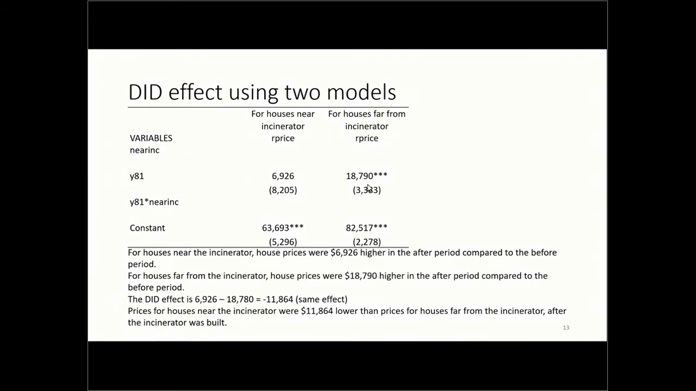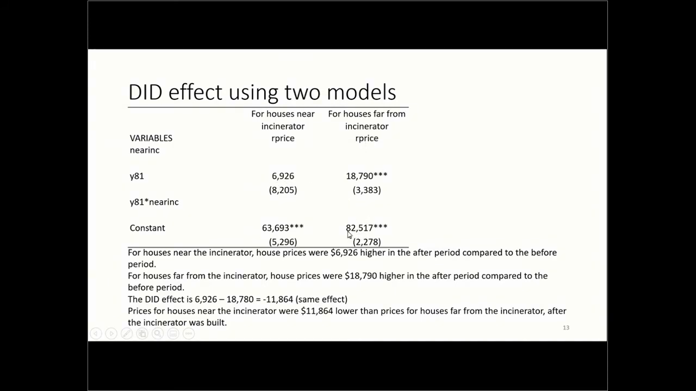So notice again that all of these results as far as average house prices, we can again see these in the table for the average prices. This again is the house prices for the treated units, for those that are near the incinerator in the before period. And in the after period, you have to just sum up this and this coefficient. That would be that house price.